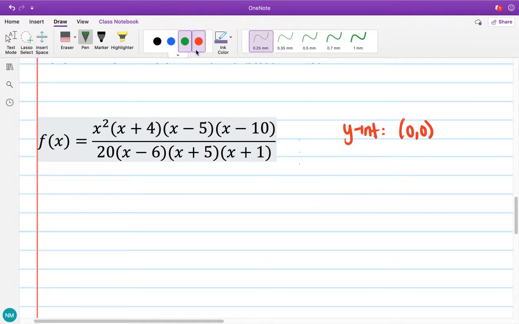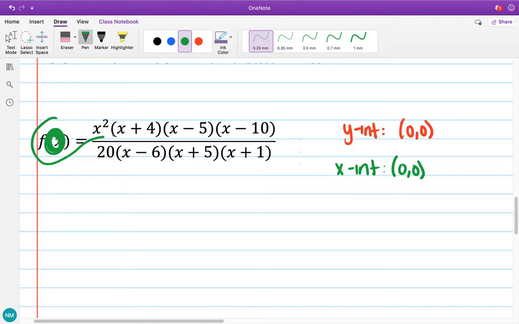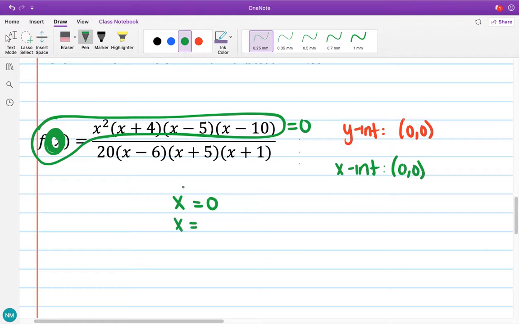So my y-intercept is (0, 0), and then my x-intercept, so we already know (0, 0) is going to be one, because (0, 0) is an x and a y-intercept. But I set this equal to 0, I'll put a 0 here, and I solve this equation. So if I set this equal to 0 and I solve, I'm going to get x equals 0 from the x squared, x equals -4, x equals 5, and x equals 10.